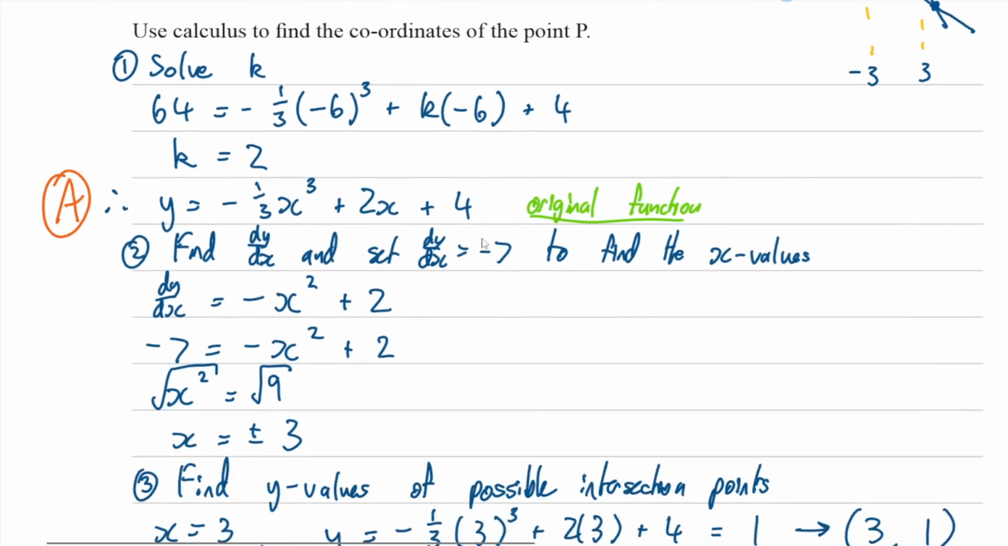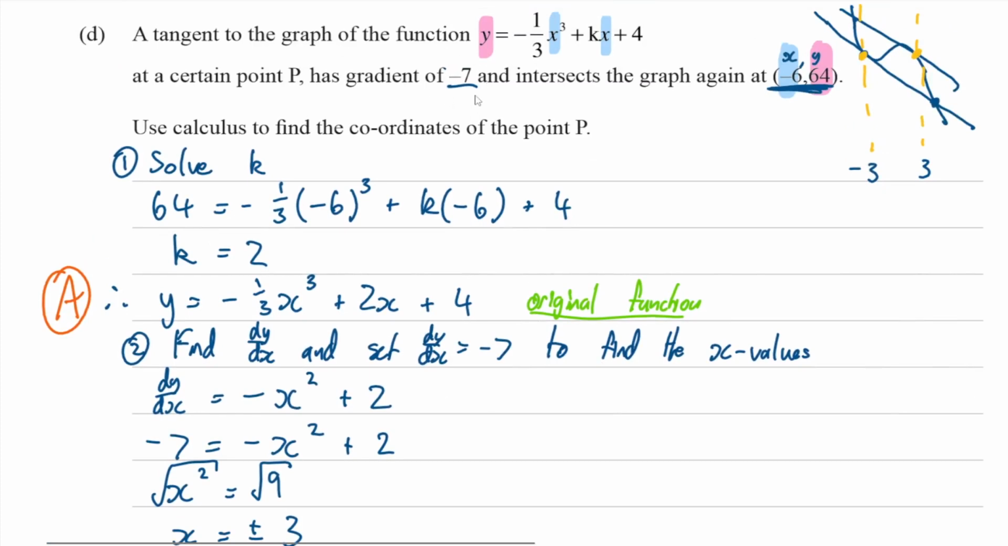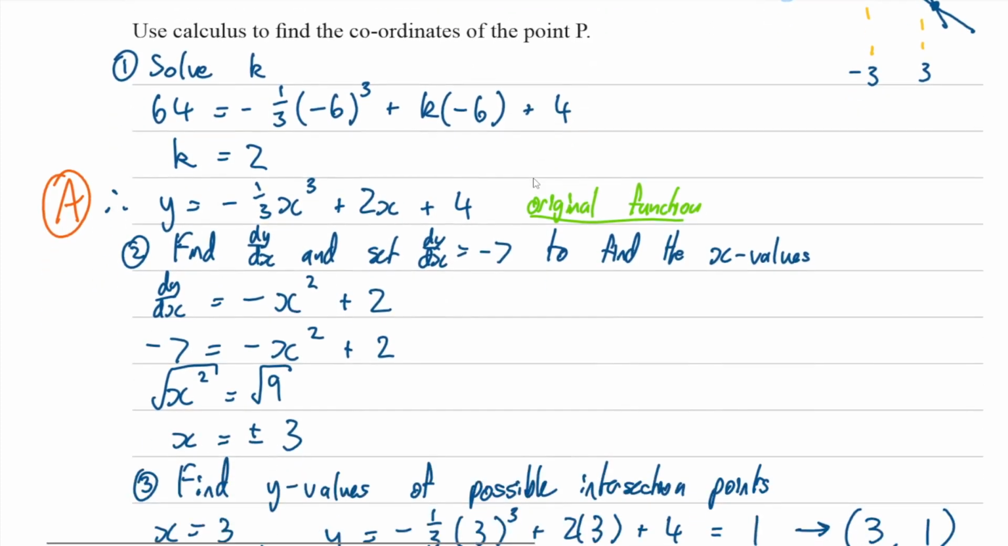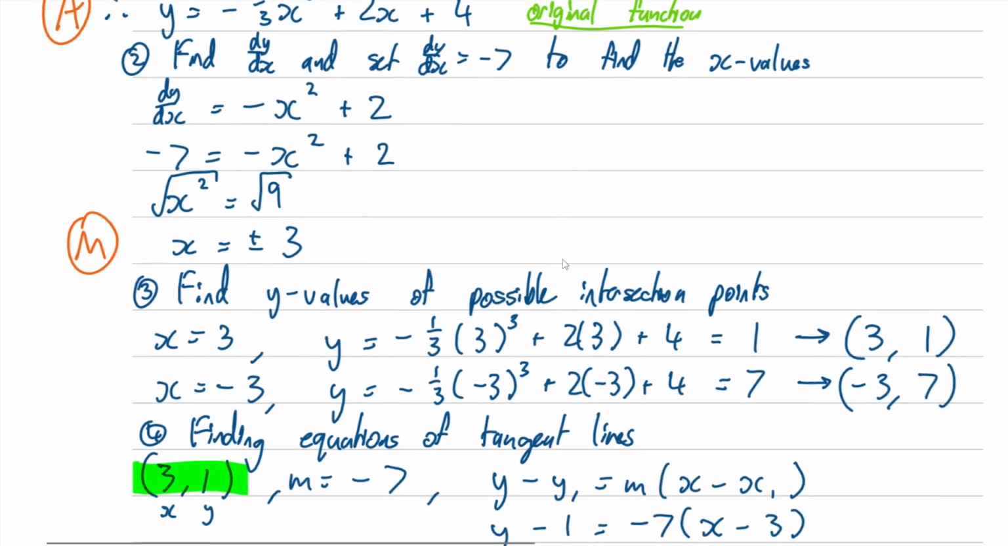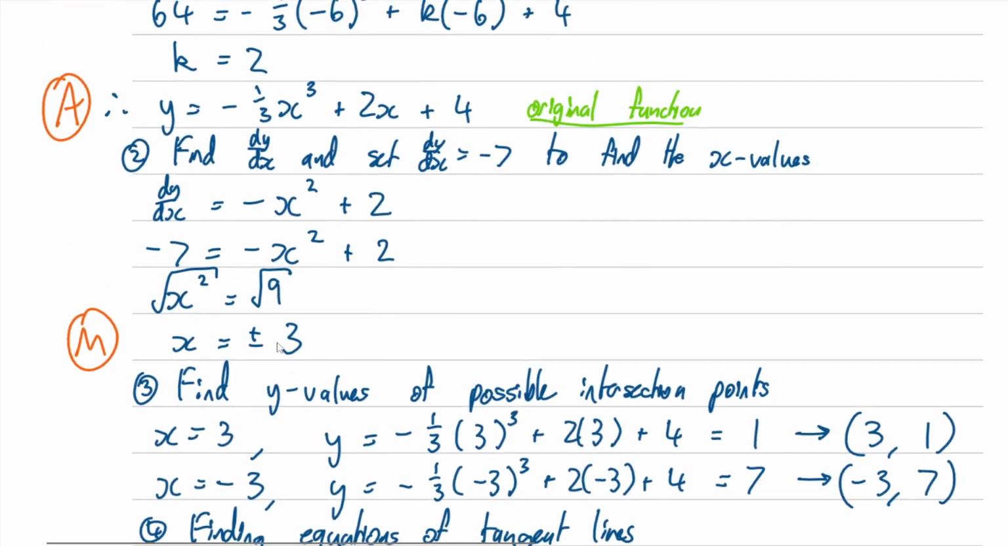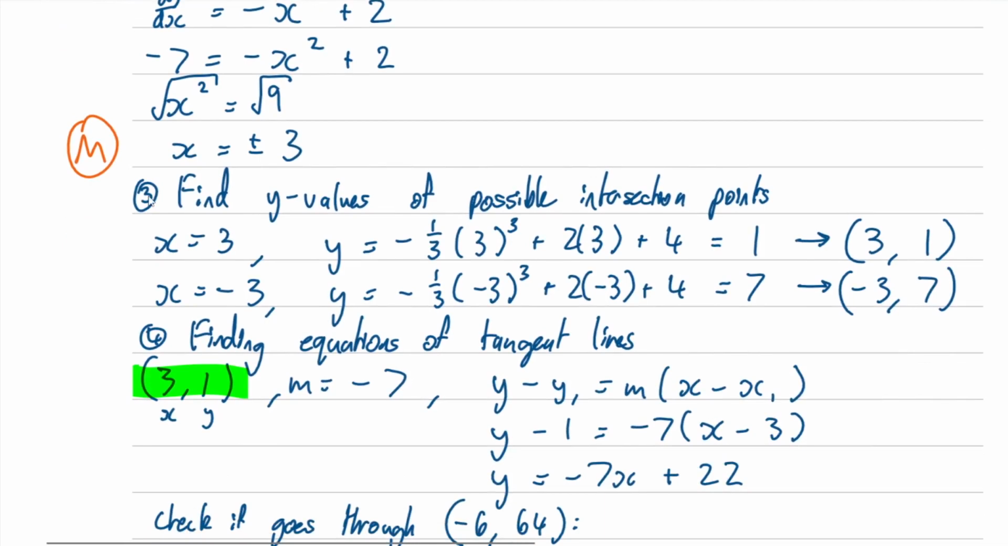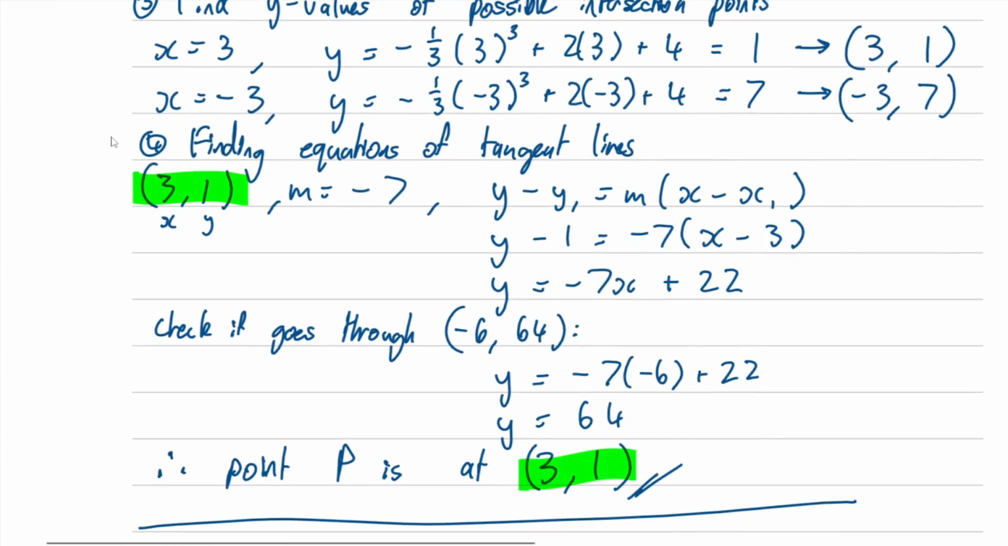After that, we were able to differentiate and set it equal to -7, and we did that because the tangent has a gradient of -7. Cool, and that would be our merit component. Now, we found the values where the gradient is -7. We then found the corresponding y values using the original function so that we could find the equations of the tangent lines.